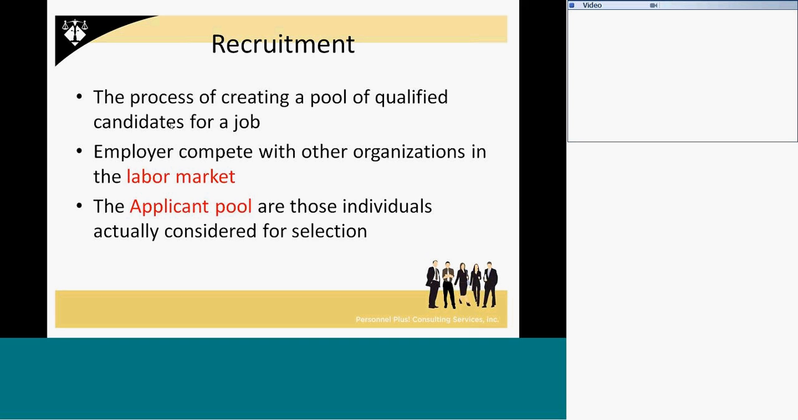Recruiting, obviously, is the process of creating a pool of hopefully qualified candidates for a job. Employers tend to compete with other organizations in something called the labor market. The labor market is simply those people who are in the geographical area from which you draw individuals for consideration for employment. So where I sit today, our labor market is roughly southern Lewis and Clark County, northern Broadwater County.